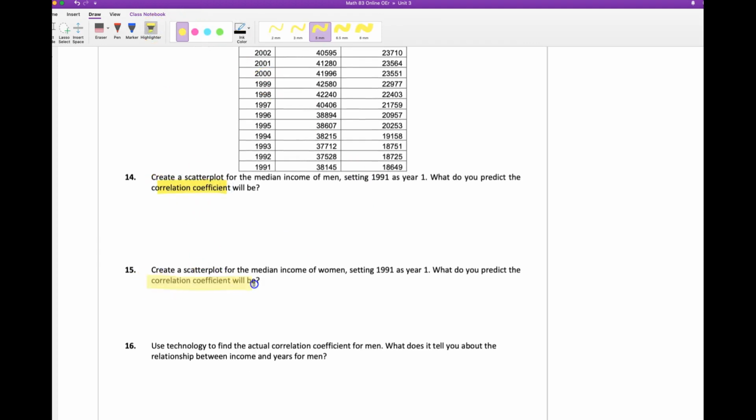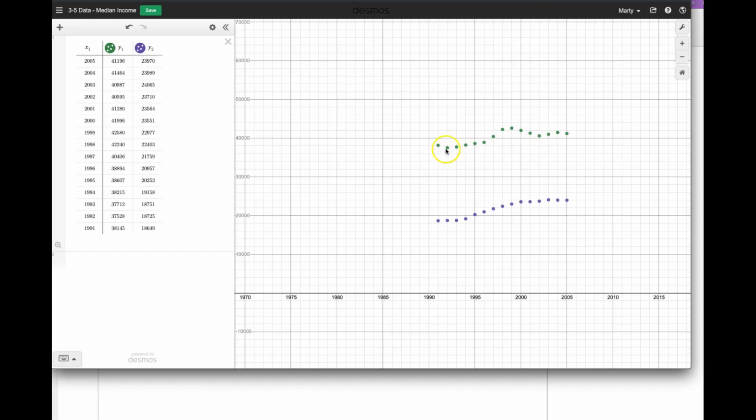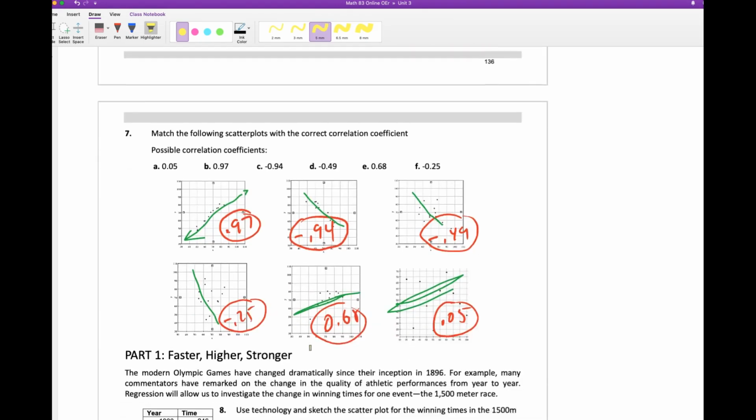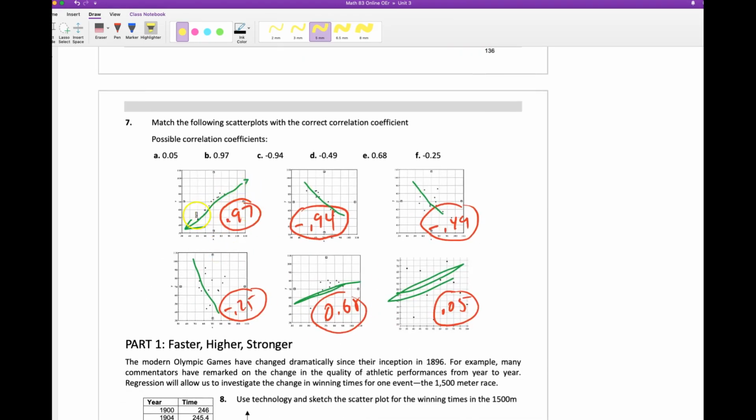Looking at the data from the graph, I know they're going to be positive, so I'll have a line going through them. This one looks pretty straight. When we ask what the correlation coefficient is, we're looking at these numbers here. Which ones do they look like? It's just a guess.